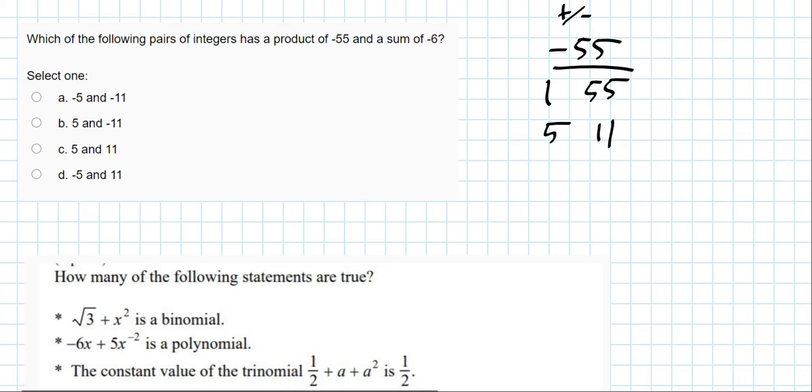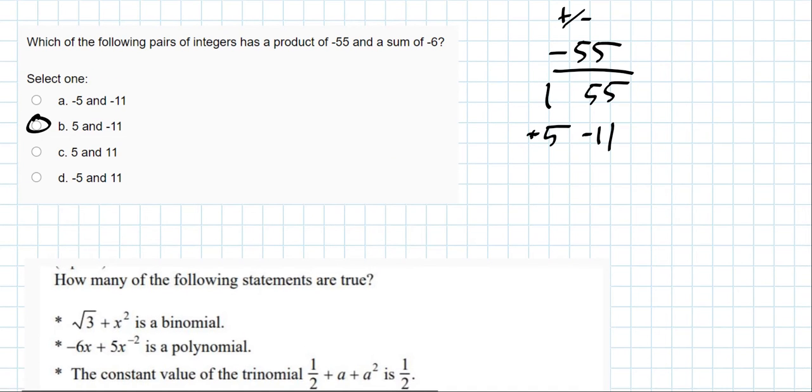So we're looking for a sum of negative 6. So we need the bigger one to be negative and the smaller one to be positive. So negative 11 times positive 5 gets negative 55. That's the product. And the sum of negative 11 plus 5 is negative 6. So positive 5, negative 11. That looks like this one here. And again, this question just boils down to add these together and see if you get negative 6. I don't like that question. That seems way too easy.